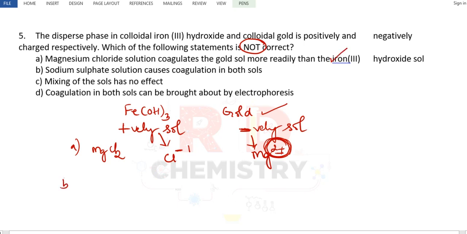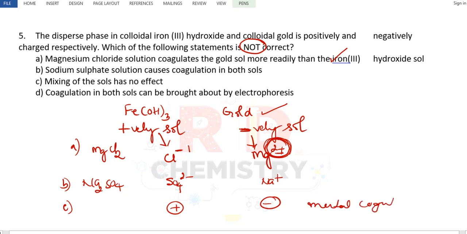We'll go for option number B. Sodium sulfate Na2SO4 solution coagulates both the sols. For the positive sol I require a negative ion, and for the negative sol I require a positive ion. In both the cases coagulation is possible. Option C. Mixing of sols has no effect. First one is a positive sol, second one is a negative sol. They will bring about mutual coagulation. So mutual coagulation is possible in this case.